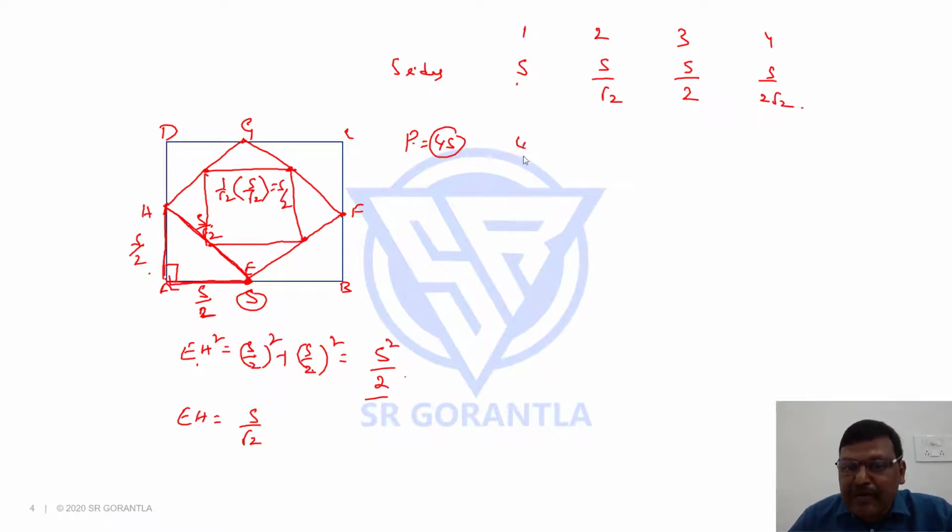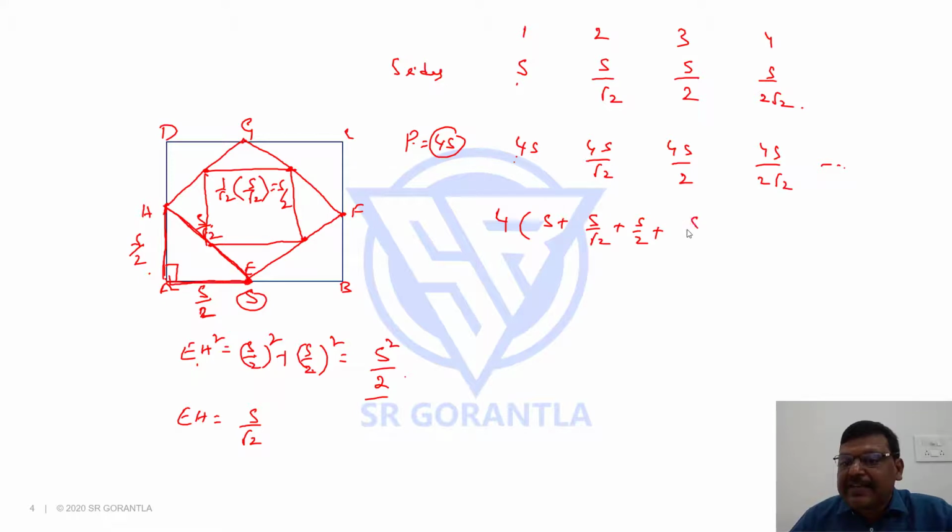Coming to perimeter, perimeter is 4 times the side, you know. So the first one will be 4S, second one will be 4S by root 2, third one is 4S by 2, then 4S by 2 root 2 and so on. If you take 4 common, it is S plus S by root 2 plus S by 2 plus S by 2 root 2 and so on. This is the sum of the perimeters. Sum of the perimeters is going to be 4 times S plus S by root 2 plus S by 2 and so on.